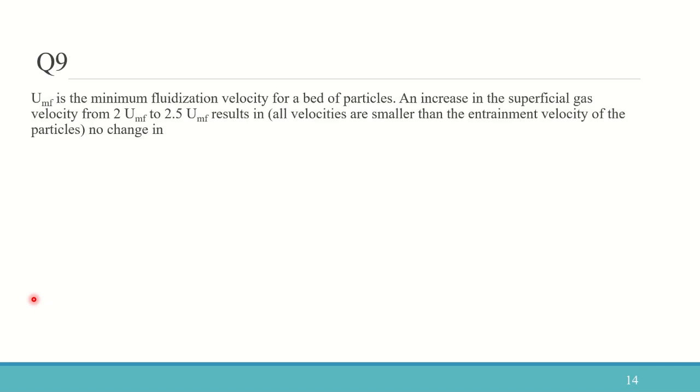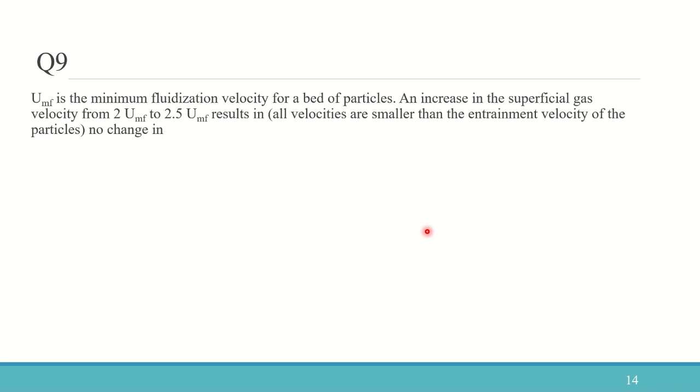In question 9, it is given that UMF is the minimum fluidization velocity for a bed of particles, and an increase in the superficial gas velocity from 2 UMF to 2.5 UMF results in dash, no change in. So if we increase the superficial gas velocity from 2 UMF to 2.5 UMF, what are the parameters that remain unchanged? And here it is given that the velocity is less than the entrainment velocity.